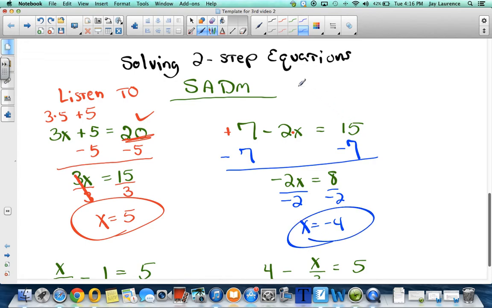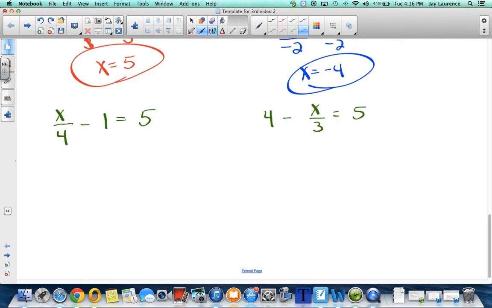Now, of course, I'm going to check my work. 7 minus 2 times negative 4 equals, well, I'm going to do my order of operations. I'm going to be careful here because that negative on the 2 belongs to the 2. So I really have the problem negative 2 times negative 4. So I have a 7, and a negative 2 times a negative 4 is a positive 8, and 7 plus 8 is 15, and there you go, it checks. All right, 2 more examples, and we'll call it quits on this video.